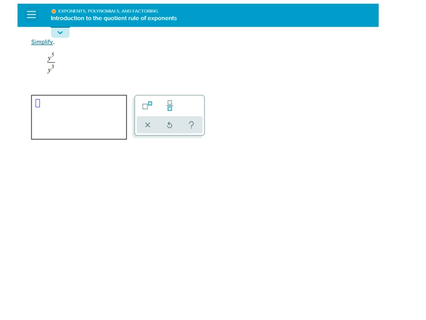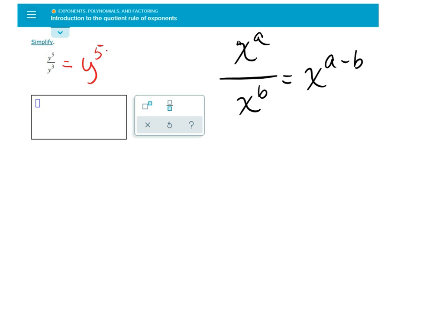The rule says if I have x to the a and I divide it by x to the b, it equals x to the a minus b. Well, in this situation over here, we've got y's. So if you've got y to the fifth divided by y to the third, it'll be y to the 5 minus 3, which is y to the second. Now, it is a division problem, but you subtract the exponents.